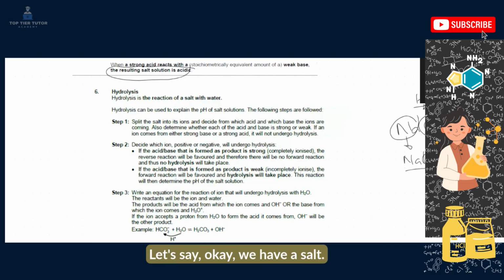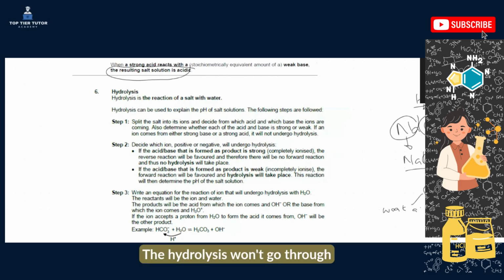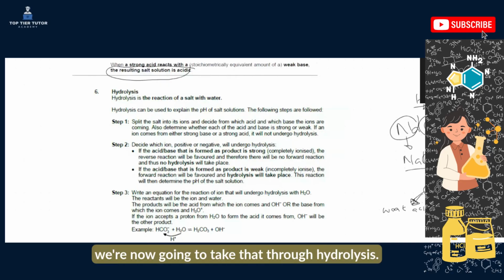But say we had something that would go through hydrolysis. Let's say we have a salt, X and Y, where Y is coming from a strong base, and X is coming from a weak acid. The hydrolysis won't go through the strong base. The hydrolysis is going to happen to the weak acid part. So once we see which part is going to go through hydrolysis, we take that part through hydrolysis.